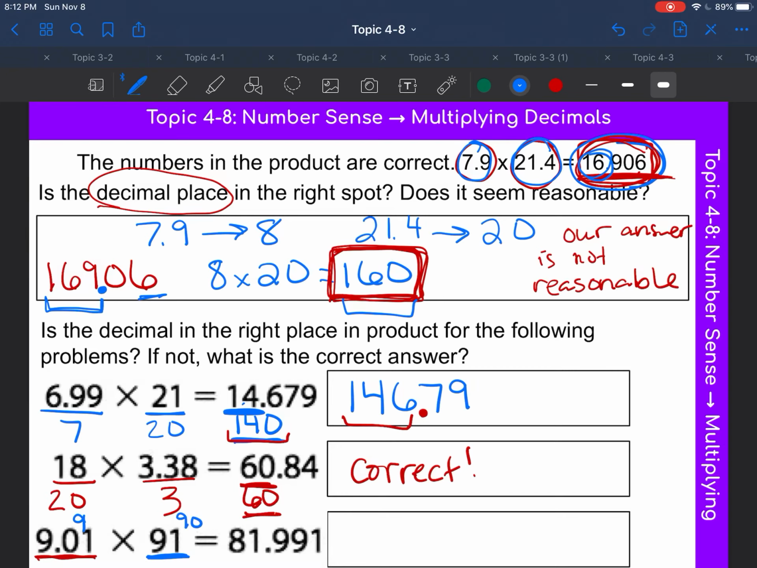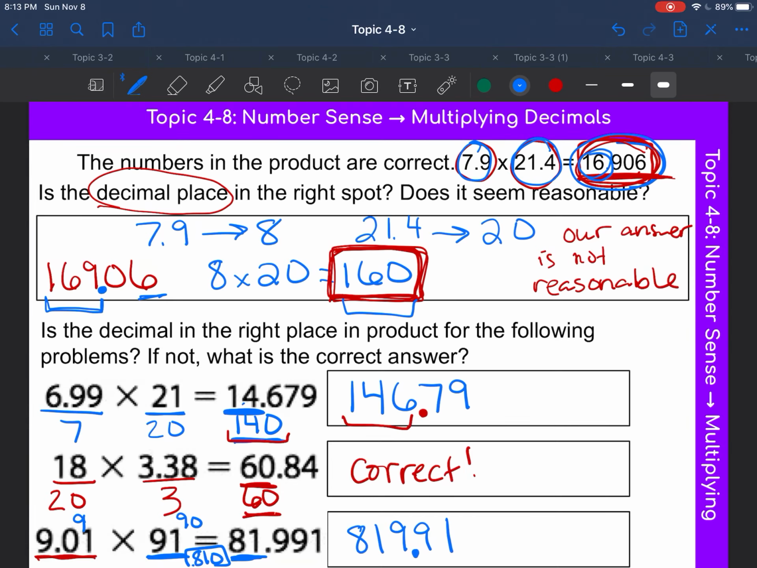91 is around 90. 9 times 9 is 81. 81 plus 0 is 810. Is 810 close to 81 and 991 thousandths? No. So again, if all these digits are correct, where should the decimal place actually go so that it's very close to 810? Should go right in between the two nines.